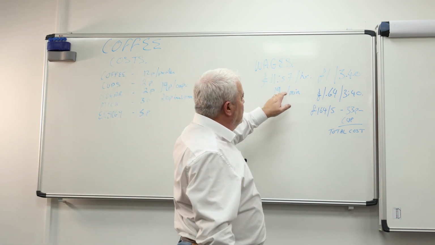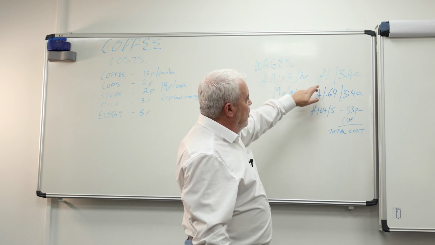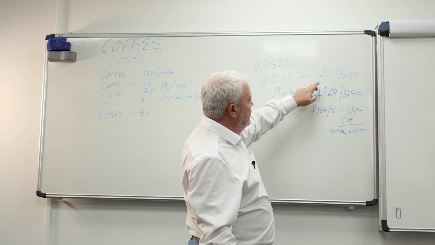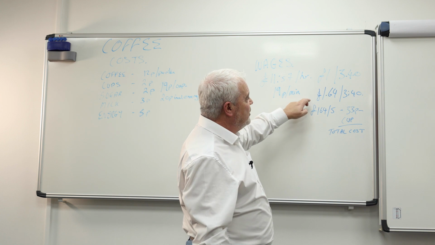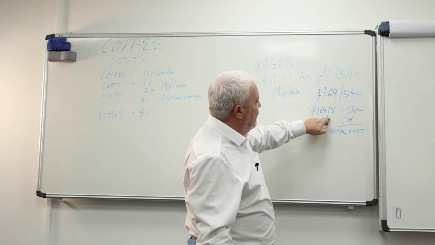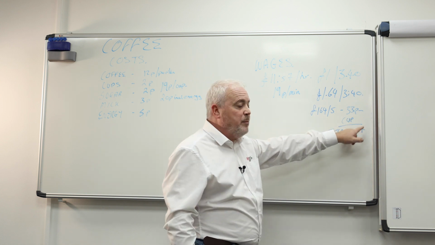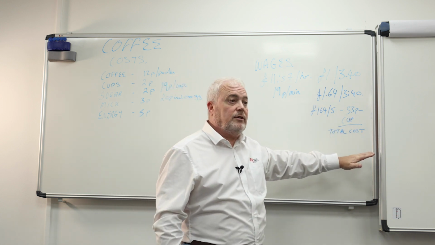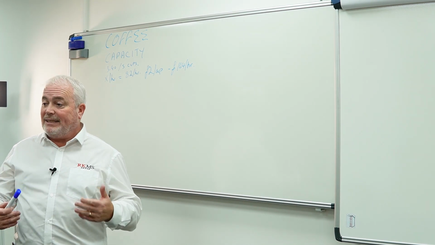So therefore, to make 5 cups of coffee, it takes us 3 minutes 40 seconds. It's £1. If you add on the wages, it's £1.64. And then if you divide that by 5, it means it's costing us 33 pence per cup. That's our total cost.